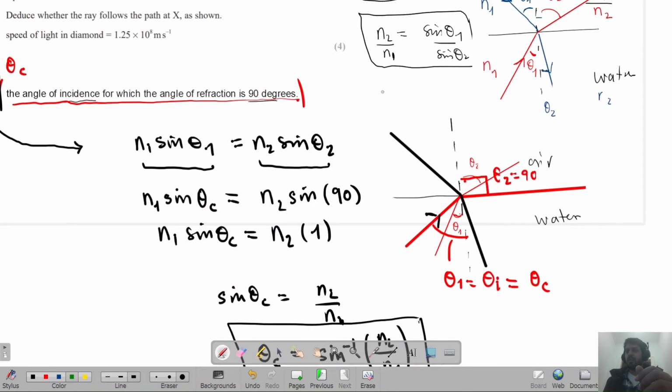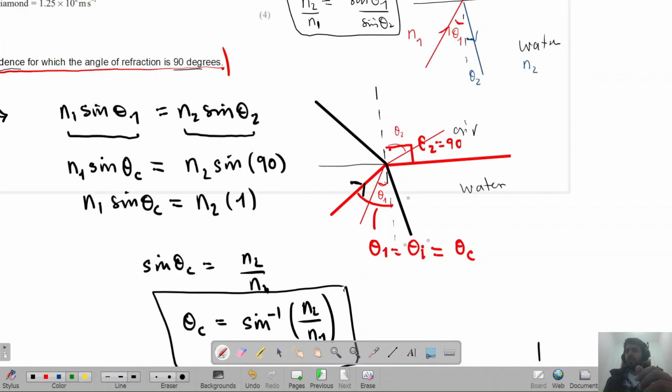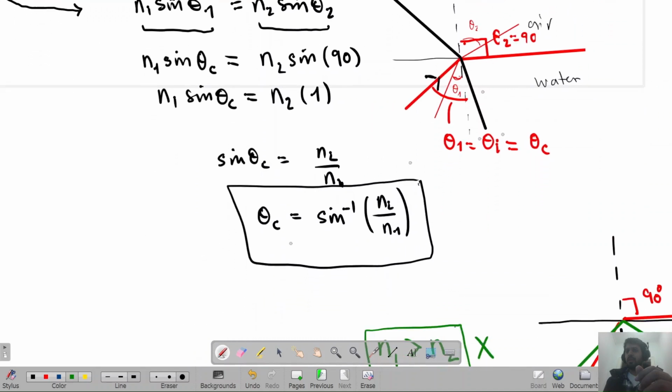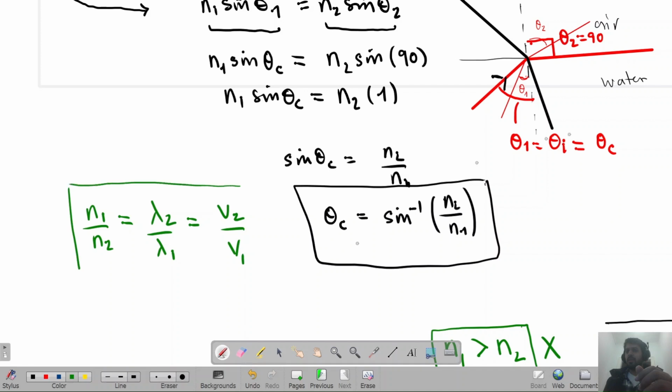Now, finally, the last thing that you want to understand for any question from these topics is how the speed of light and how the wavelength of light are related to the refractive index N. And I'm thinking I should make a separate video for this concept, because this video is getting a bit longer. But I want to write the equation nevertheless. So the equation is that N1 over N2 equals lambda 2 over lambda 1 equals V2 over V1. So this is the last equation that you need to solve any question from the topic of refraction.